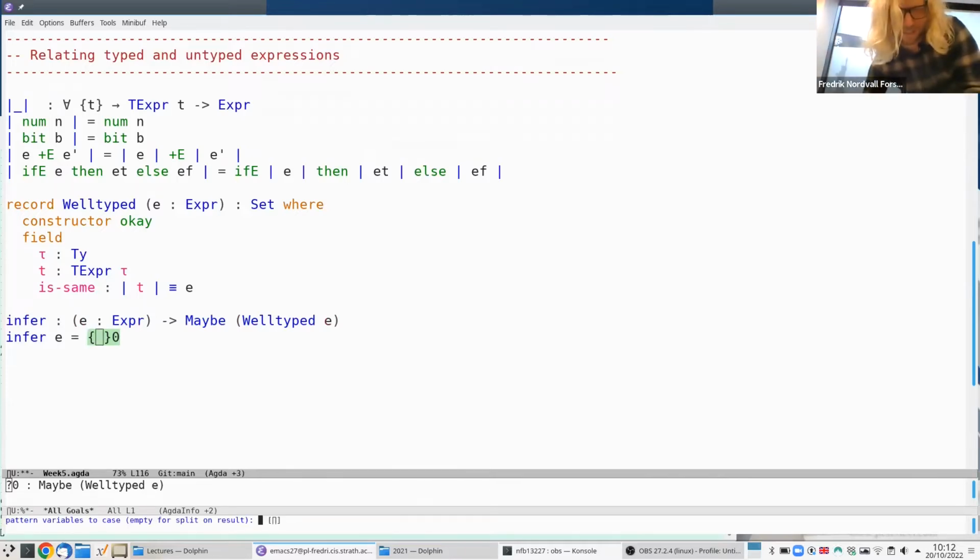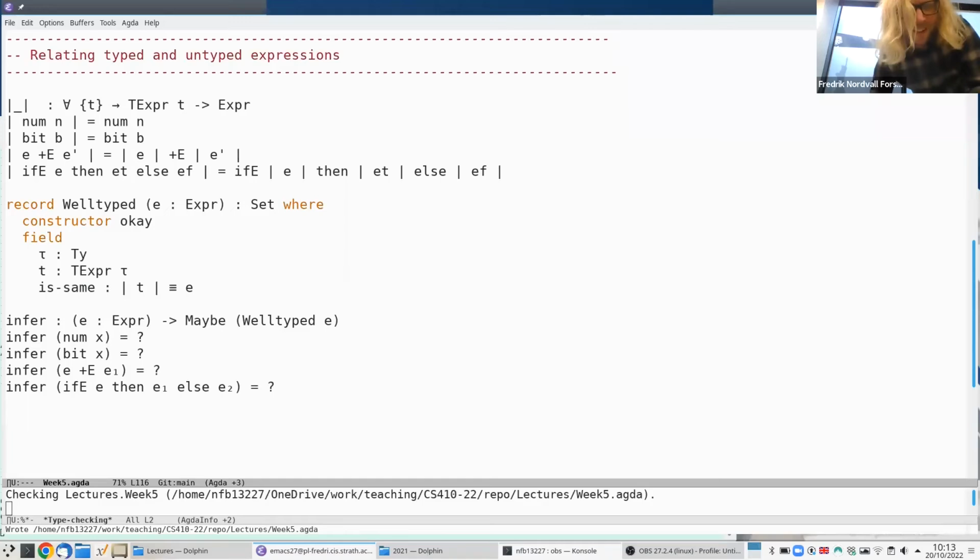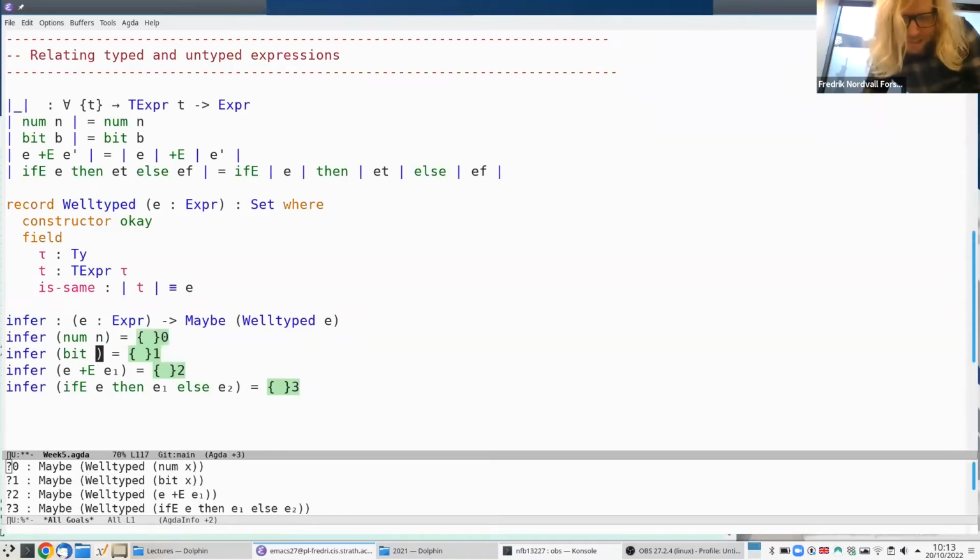I think you want to pattern match on the E. There's only one game in town, and that's the pattern match on E. And then I think you would like to rename these things. Yes. Okay, so now we can really start.